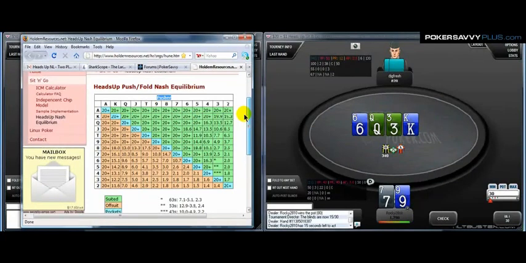We're in the 15/30 level. I do have a little bit of a chip advantage there on the right, but so far the match has been relatively straightforward. He's been relatively passive. He hasn't really been raising his button all that much. He's been limping more so, but he has been flatting us a lot when he's out of position. Okay, so he's been flatting a lot from the big blind.